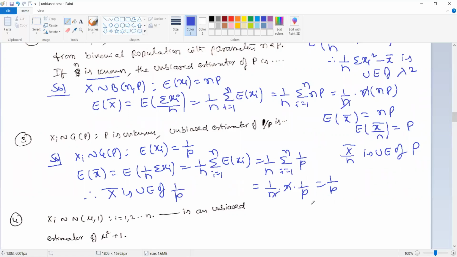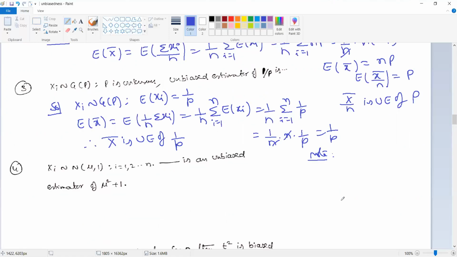Some doubt may arise in this situation. What is the unbiased estimator of p? The unbiased estimator of p does not exist for the geometric distribution. Remember this point. The unbiased estimator of p does not exist for the geometric distribution. It is very, very important.